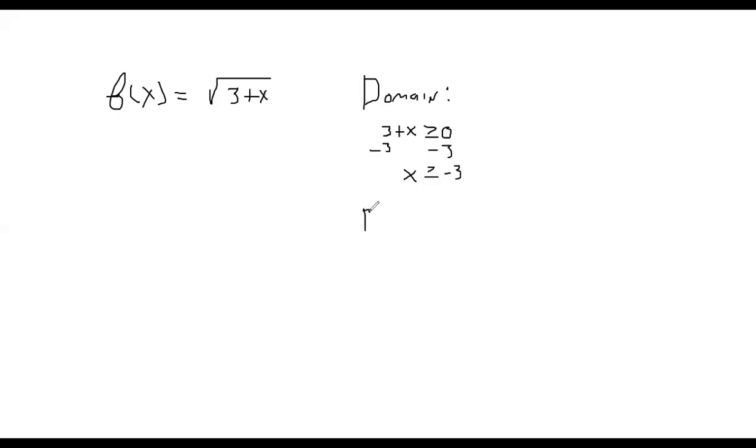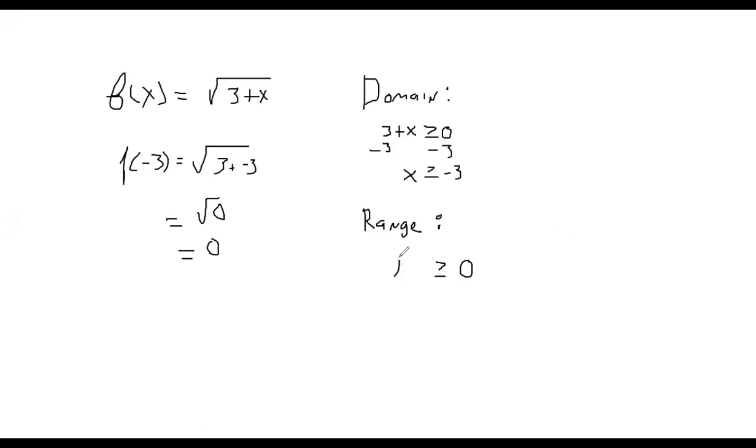So my range, right? This is how I like to do range. Once you find the domain, put the worst case scenario in. So the worst case scenario is -3. So my function of -3 equals the square root of 3 plus -3, which equals the square root of 0, which equals 0. So I know if I put the worst case scenario in, it is 0, and I know I'm always going to get positive answers, so my range is f of x is greater than or equal to 0.